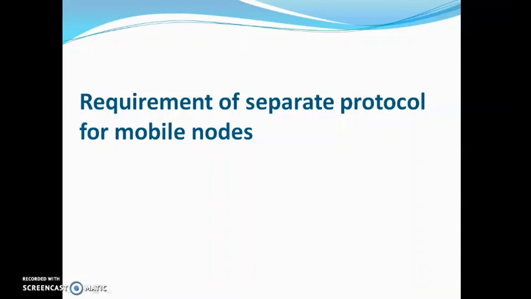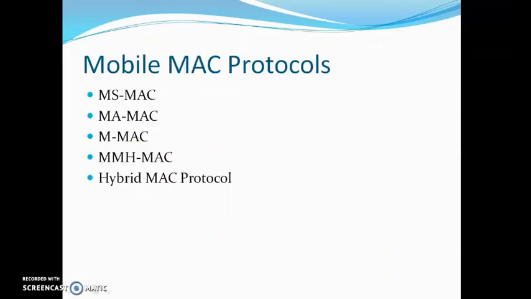Second, nodes are required to be synced with their neighbors in order to know their sleep-wake pattern, which happens by sending sync packets in the active period. For mobile nodes, neighbors are continuously changing, so it requires frequent sync packet transmission with variable frequency, which is not supported by static MAC protocol. Now these are a list of a few MAC protocols which support the mobile network which we are going to cover.